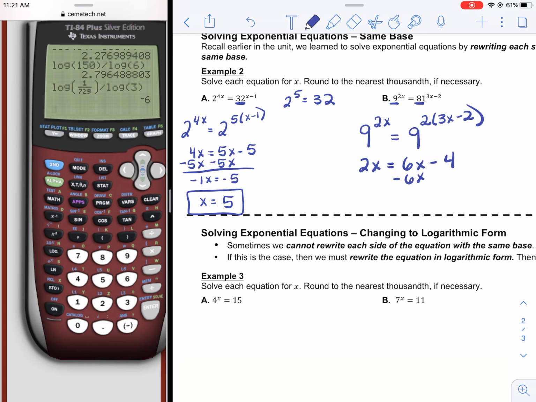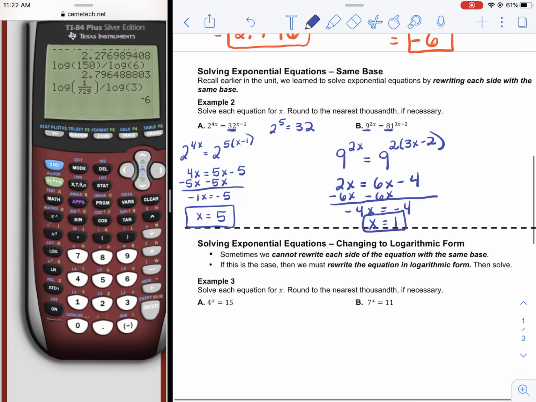Okay, and then I'm going to subtract 6x here. This time I have -4x equals -4, and so x equals +1. Okay, so those are a review from week 1 of e-learning.